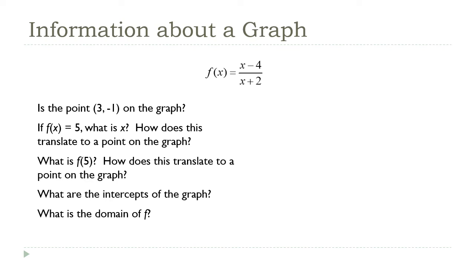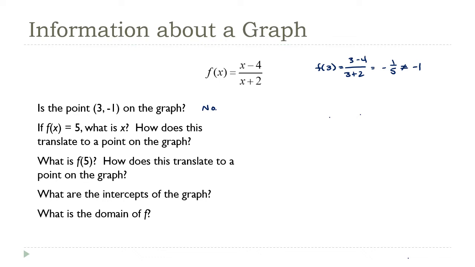Is the point (3, -1) on the graph? Well, to answer this, remember that the x-coordinate of the point is 3. So I'm going to calculate f(3) and see what that equals. If it equals -1, the answer is yes. If it equals anything else, the answer is no. So this will be (3 - 4)/(3 + 2), which is -1/5, which is not -1. So my answer here is no. That point is not on the graph.